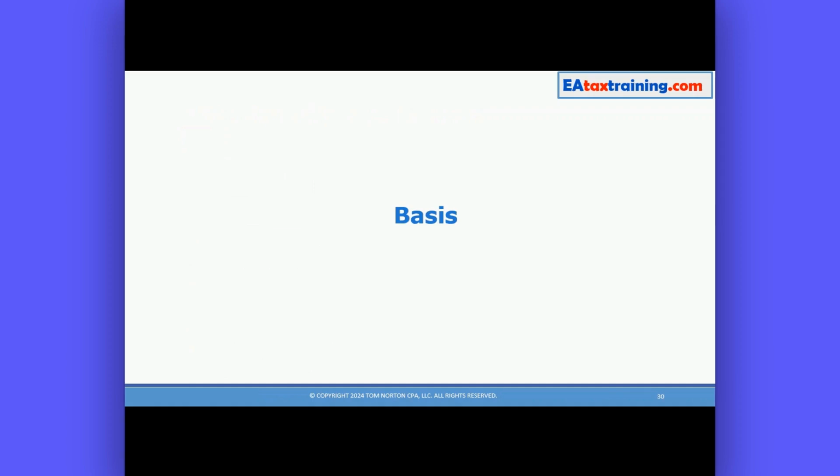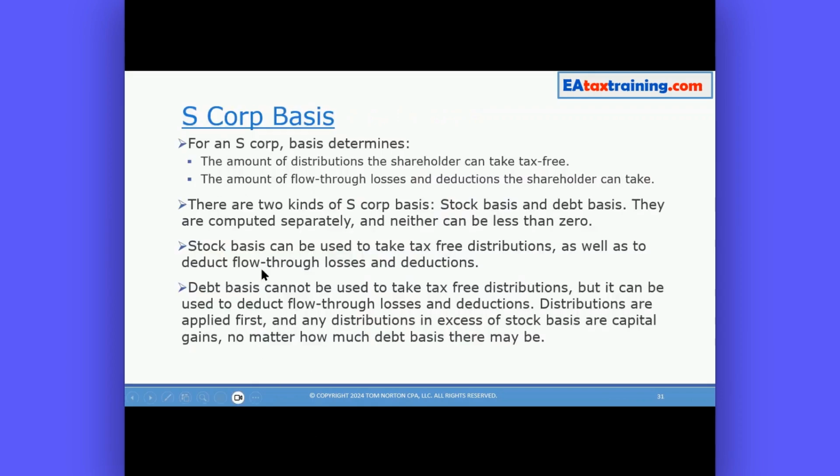Now let's talk about basis. As with any other type of asset, a shareholder is going to have basis in the S corporation. For an S corp, basis determines a couple of things. First of all, the amount of distributions that the shareholder can take tax-free.